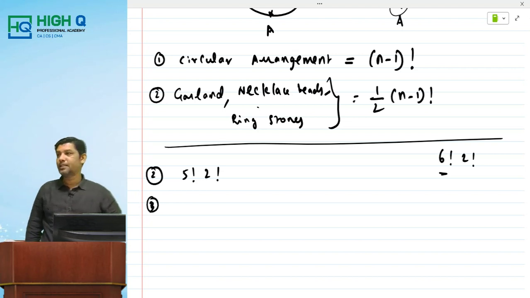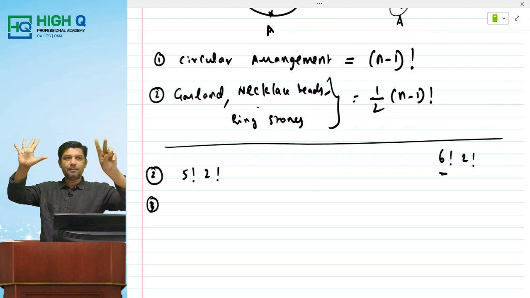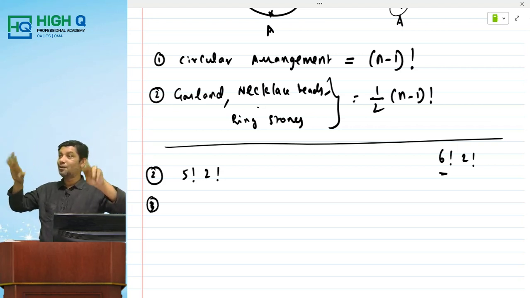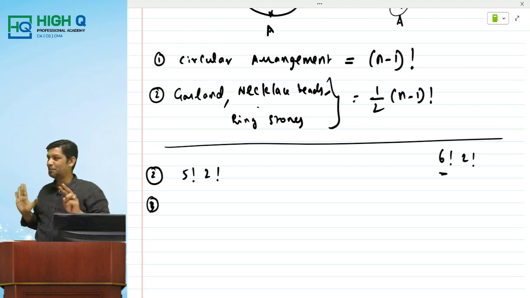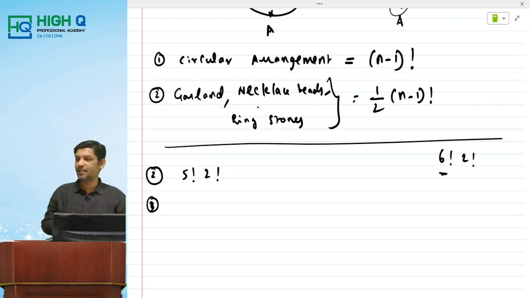Now you may be asking this question. Sir, out of 7 people, if 2 people are not together, then what to do, sir? Do we have any method, sir? Yes, of course. For that also I will give you one method.